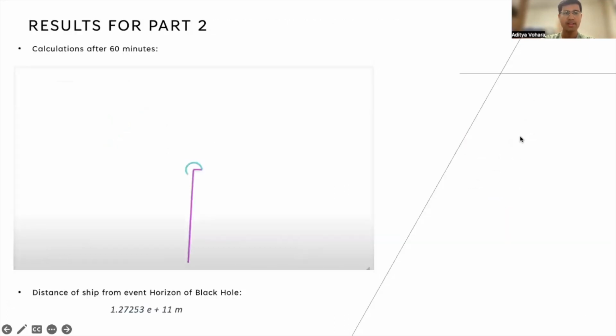Now, let us look at the results. After a calculation of 60 minutes, the distance of the ship from the event horizon was 1.27 times 10 to the power 11 meters.